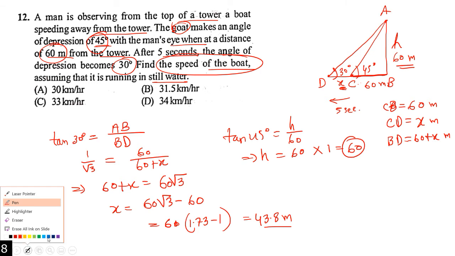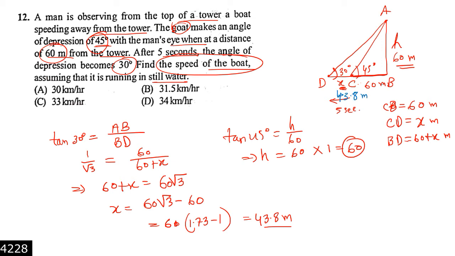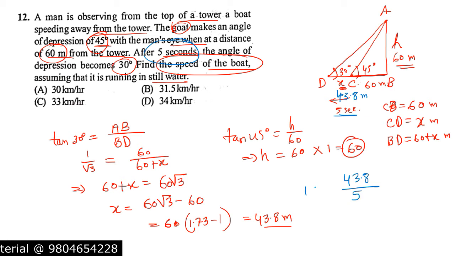Let's change the color for your understanding. Let's say this is 43.8 meter. This is 60 meter. So total 103.8 meter, the base. So now what we know is that this X is 43.8 meter, and what is the time taken for the boat to move from C to D? 5 seconds. So what will be the speed of the boat? This is 43.8 meter, that is the movement in 5 seconds. So in 1 second, the movement of the boat is 43.8 by 5 meters per second.